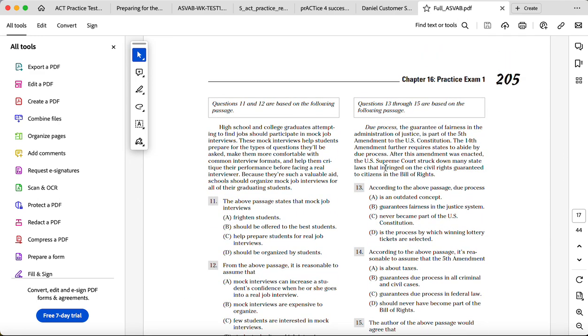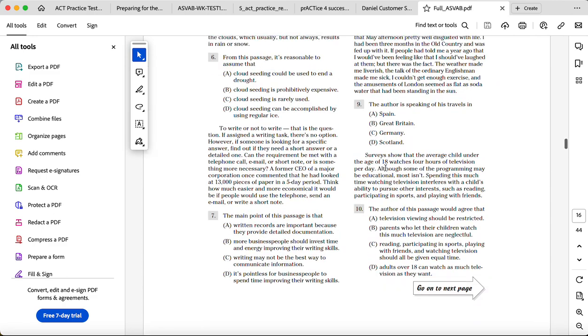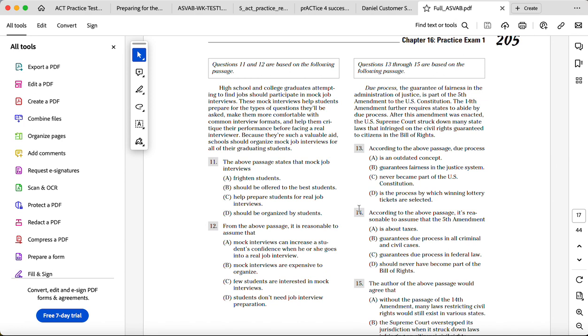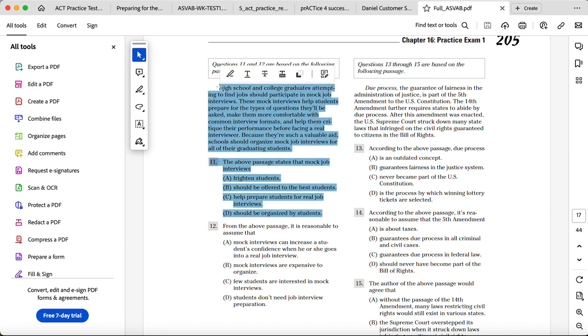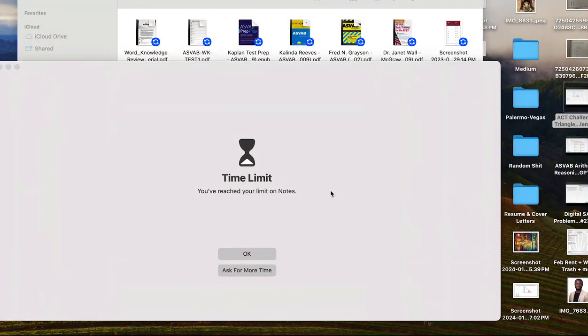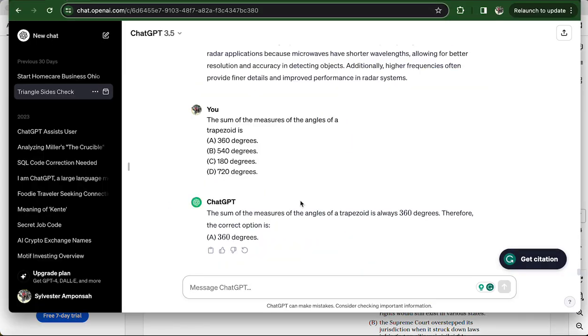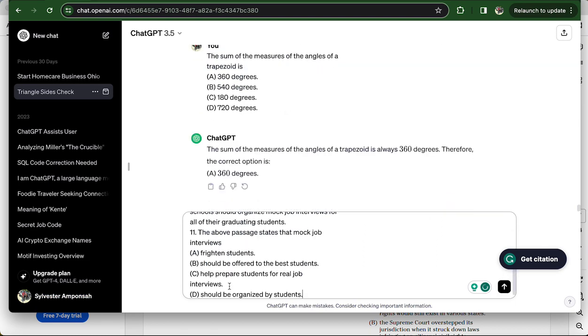Now let's try what I haven't actually tried, some of the reading sections. Let's try a random reading section. Let's see what we get. So for instance, let's try this one. We go back to ChatGPT, we type it in. Let's see what we get here.